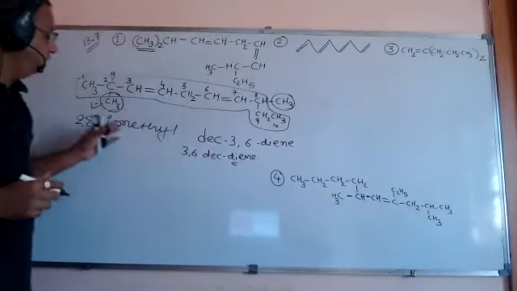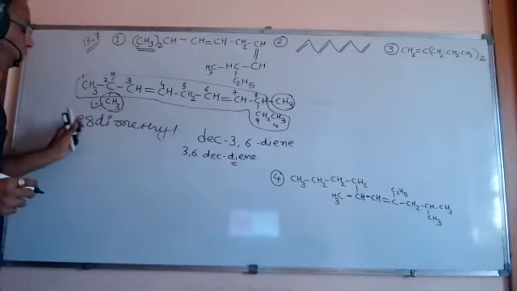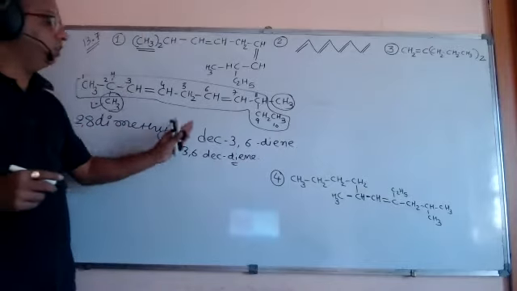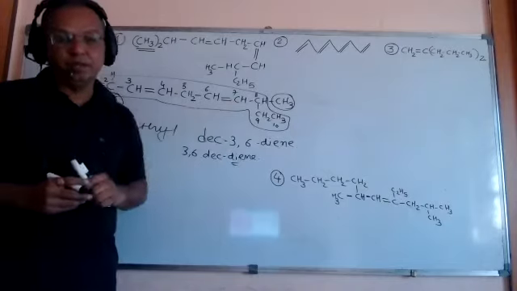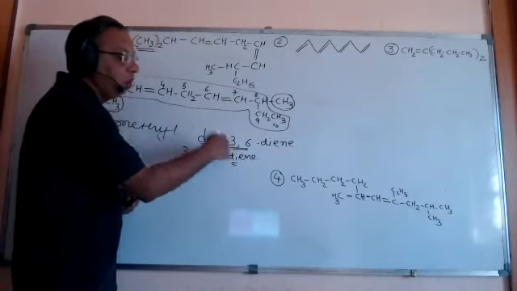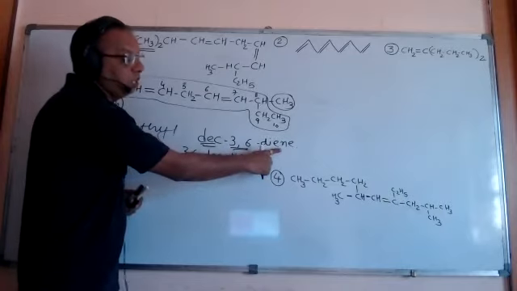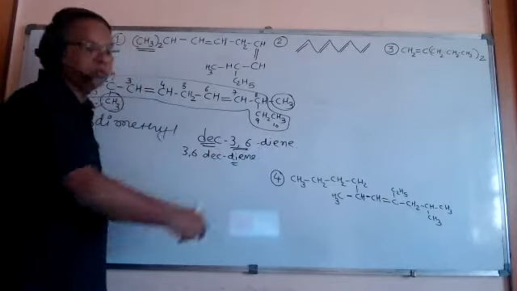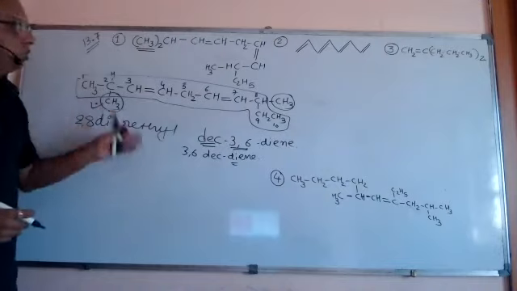So the complete name is 2,8-dimethyl dec-3,6-diene. Dec for 10 carbons, 3,6 are the numbers of the carbons on which the double bond is present. The double bond is there 2 times, that's why di is written. So this is the name.